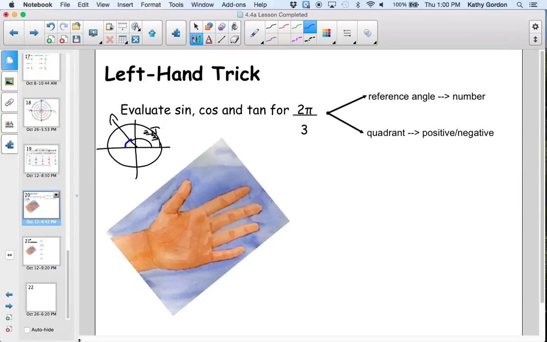If I asked you to find 7 pi over 4, what would you guess your reference angle is? Pi over 4. If I wanted you to find 5 pi over 6, what are you going to guess your reference angle is? Pi over 6. Isn't that easy? Your reference angle is always the first quadrant angle with the same denominator.